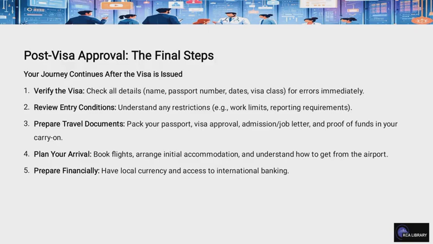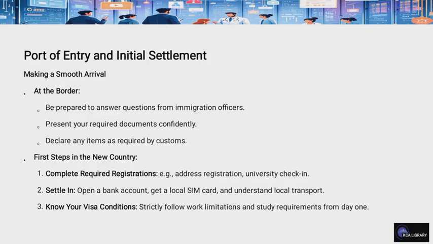You need to plan your arrival: book flights, arrange initial accommodation, and understand how to get from the airport. Also prepare financially, have local currency and access to international banking. For ports of entry and initial settlement, at the border, you need to be prepared to answer questions from the immigration officer. You need to present your required documents confidently. You also need to declare any items as required by customs.